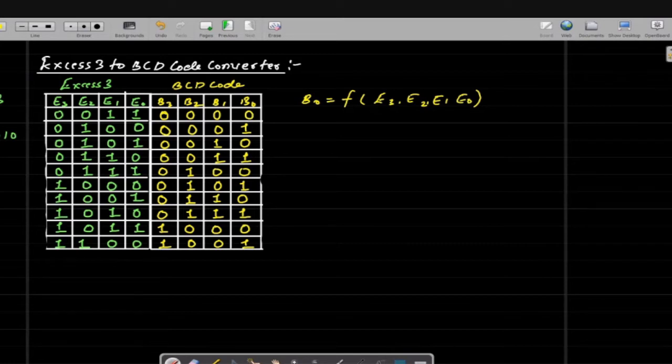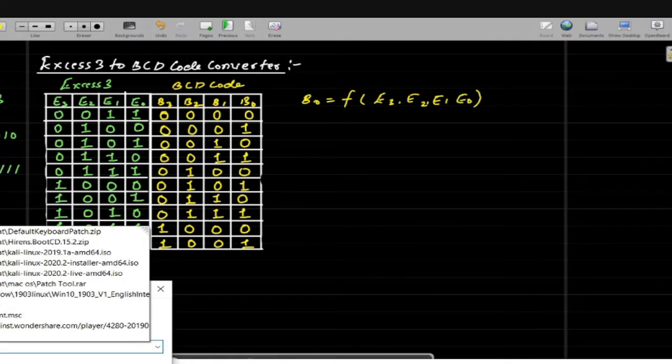So what I can say is that our first don't care condition is 0 to 2, and the other don't care condition will start with 1 1 0 1 up to 1 1 1 1. That is equivalent to 13 to 15.